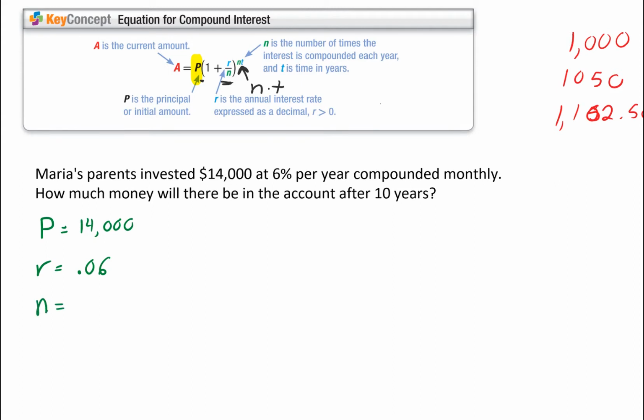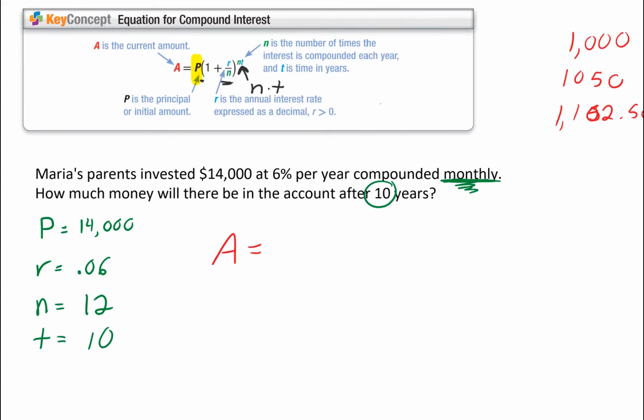n. How many times is that money compounded per year? Here's the key word. It's compounded monthly. 12 months in a year, so 12. And t. How many years is the money going to be in? 10 years. t is equal to 10. So now we will write out our formula and plug in our values.